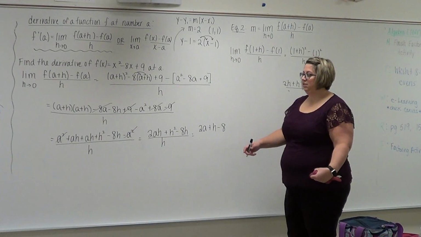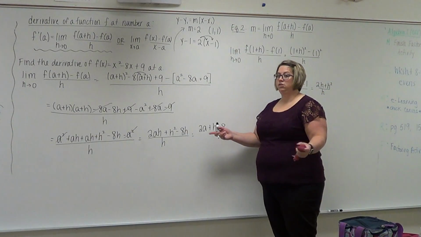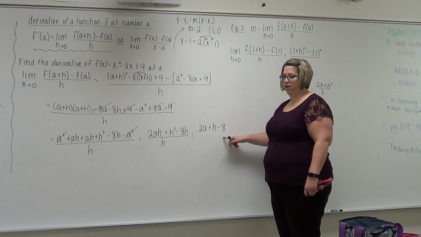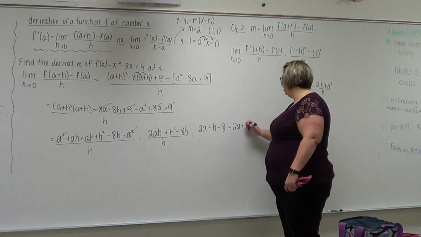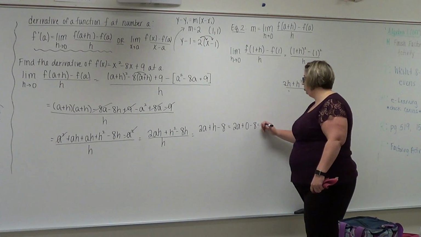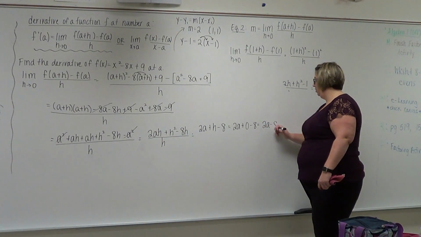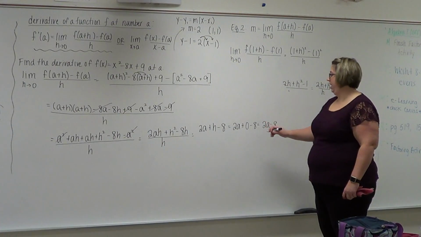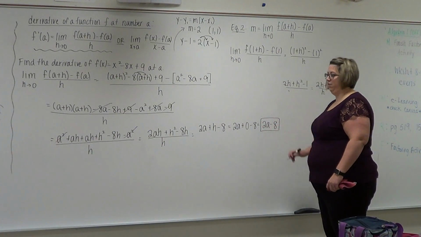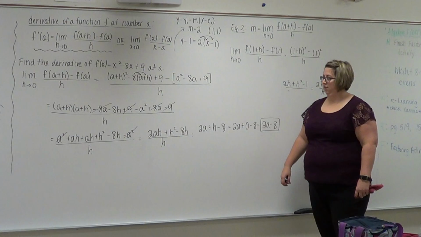Now my limit is as h goes to 0, so now I can plug in, because I don't have a denominator. So this would be 2a plus 0 minus 8, which is 2a minus 8, which I told you would be 2x minus 8, right? I just didn't tell you it was at point a. That's your derivative at a.